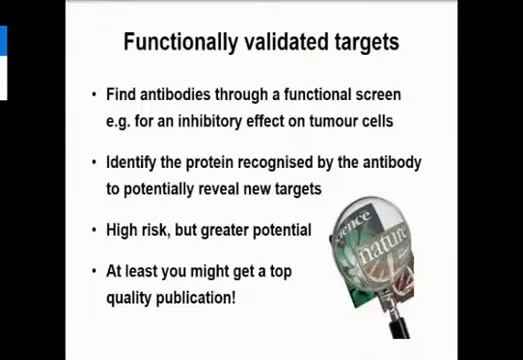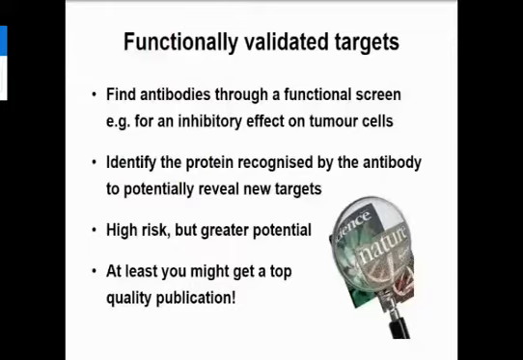And finally, there's functionally validated targets. So this is maybe the sort of thing you'll be doing in your lab projects. So maybe doing some sort of functional screen to try and find antibodies that could have an inhibitory effect. For example, you could make antibodies against a tumour cell line and screen for antibodies that inhibit growth of that tumour. You could then try and figure out what protein that antibody is recognising, and then ask the question, what sort of pathway are you hitting, and could this be a new way of targeting the tumour?